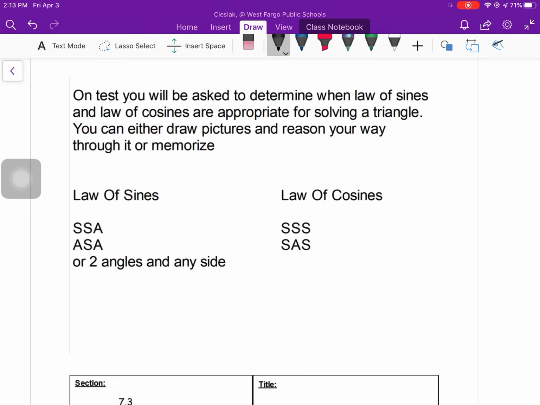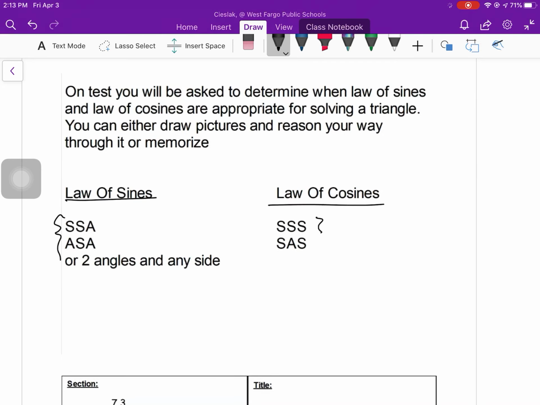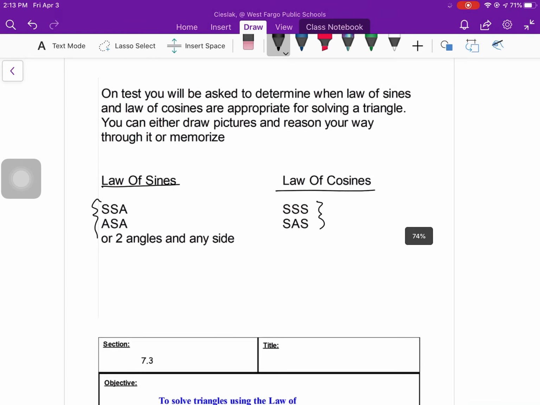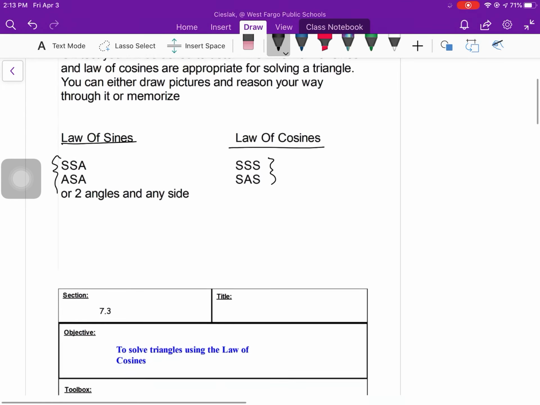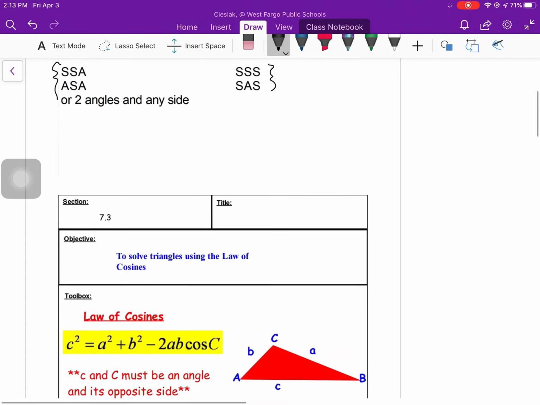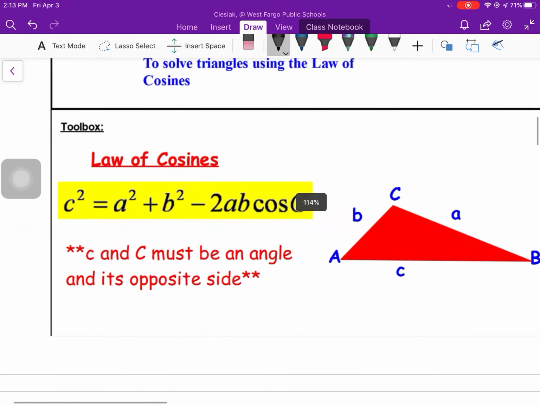Okay, so on a test I'm going to tell you right now, you're going to have to determine when the law of sines and law of cosines are appropriate for solving a triangle. You can either draw pictures and reason your way through them, or else if you memorize this right here, law of sines are these three scenarios, law of cosines, we got to use those two. Okay, and after we actually do a couple law of cosines problems, I think that'll make a little more sense.